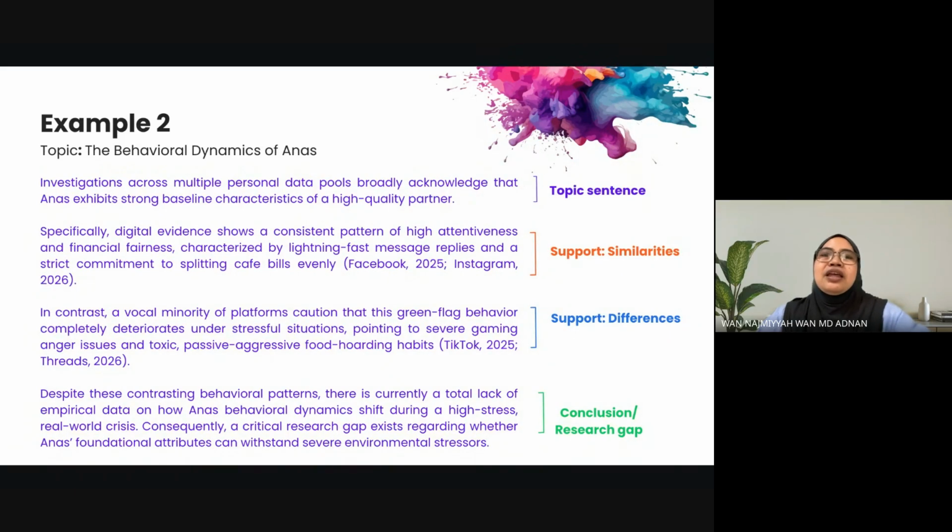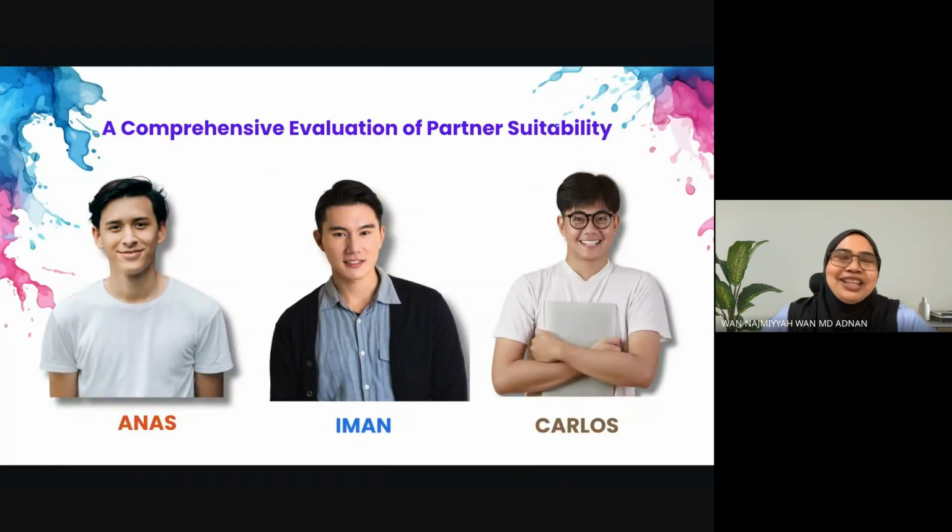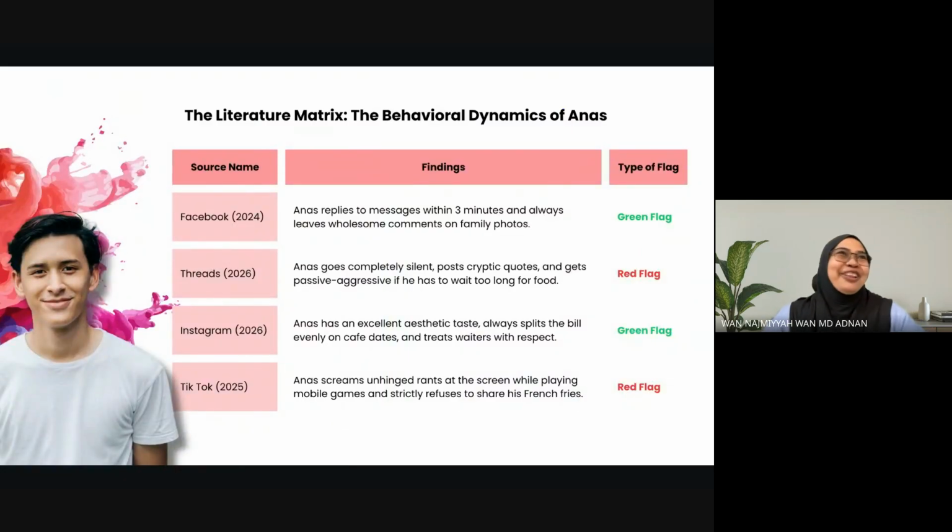So for example, we're taking Anas again as an example. Let's say you're not going to investigate only Anas, which means you're going to do a literature review to see the patterns in the topic, comprehensive evaluation of partner suitability. So let's say that is your title and you want to see the patterns of partner suitability in terms of how they handle high-stress real-world crises. Oh, that sounds like a good topic to do. I'm just taking an example here.